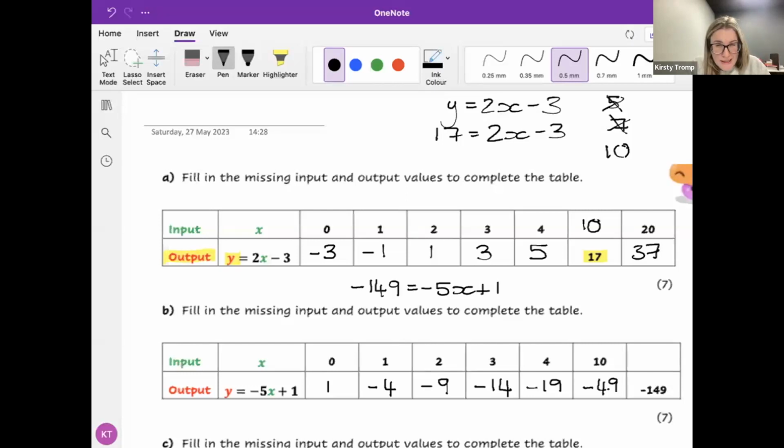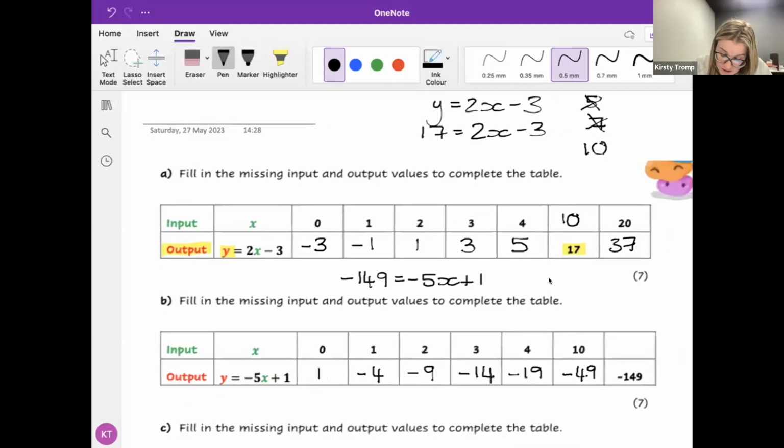Let's try 20. So if I say negative 5 times 20, right? We're starting with 20 here. Negative 5 times 20 would give me negative 100, and negative 100 plus 1 gives me negative 99. So definitely not 20. It needs to be a bit bigger.